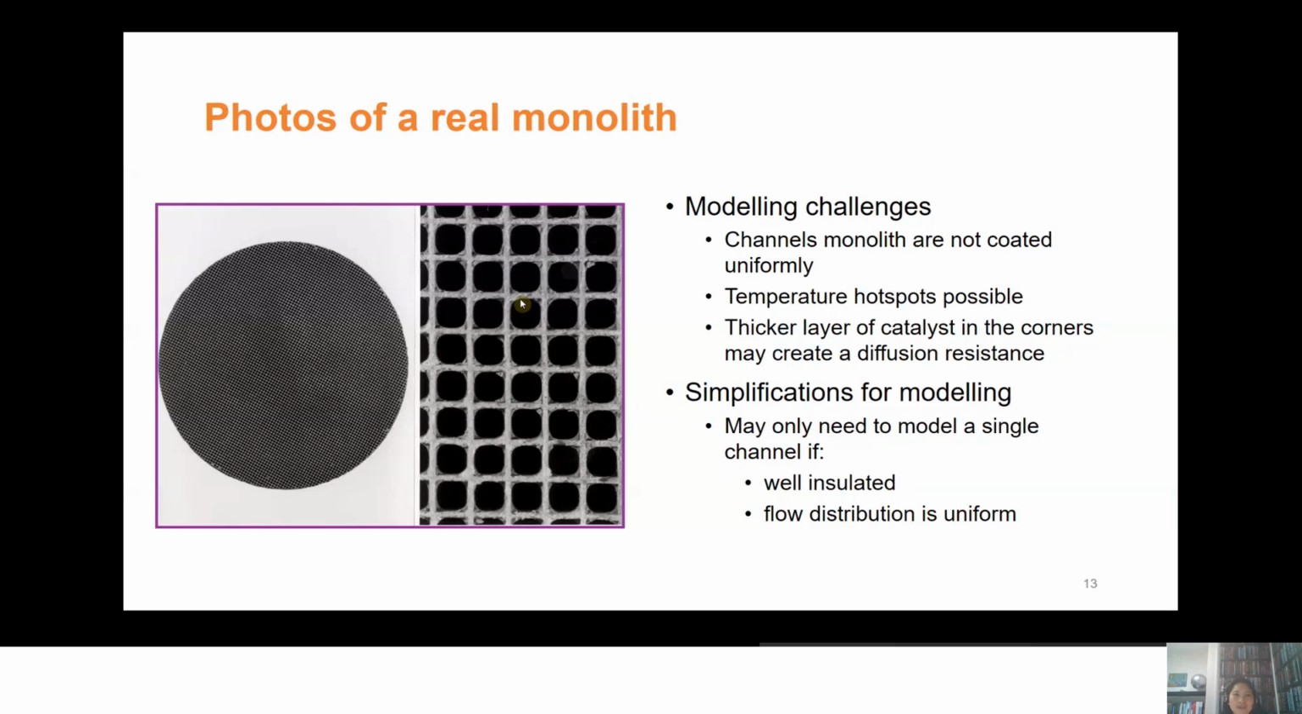But we will just make some assumptions. So this is reality. Modeling is an idealization. We will just assume that the reactors are well insulated and there was a good, or uniform, flow distribution to all of the channels. That means that it's okay to model just a single channel. So we will just model a single channel.